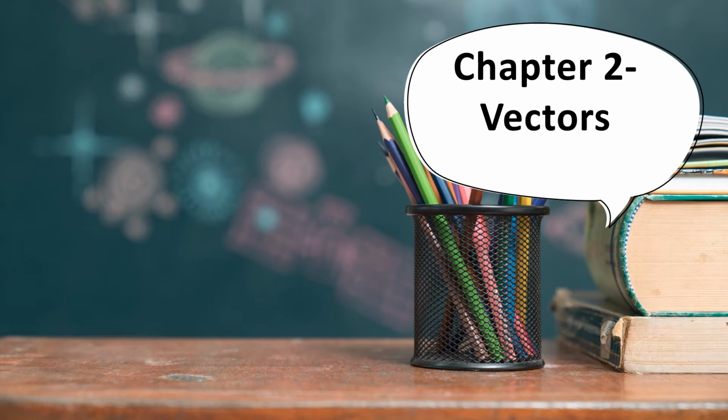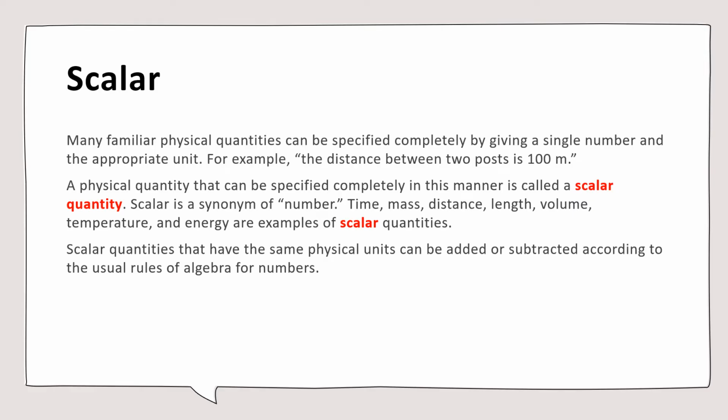Chapter 2: Vectors. A scalar. Many familiar physical quantities can be specified completely by giving a single number and the appropriate unit. For example, the distance between two posts is 100 meters. A physical quantity that can be specified completely in this manner is called a scalar quantity.